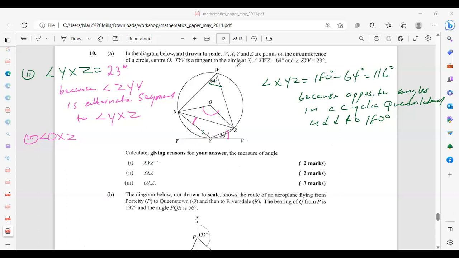What do you have? No, that is easy. Angle at the center, angle at the circumference. Remember, angle at the center, angle at the circumference. So if this side is 64, you double that, what do we get?